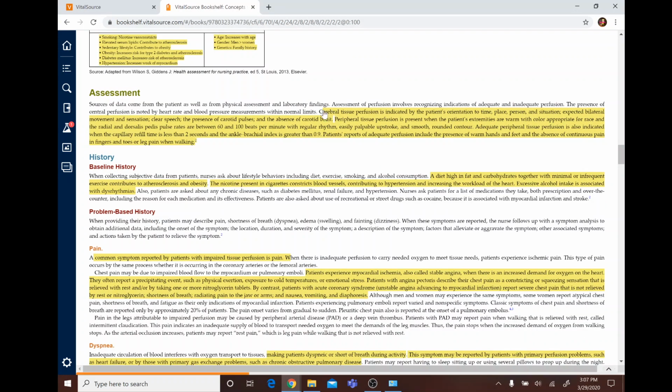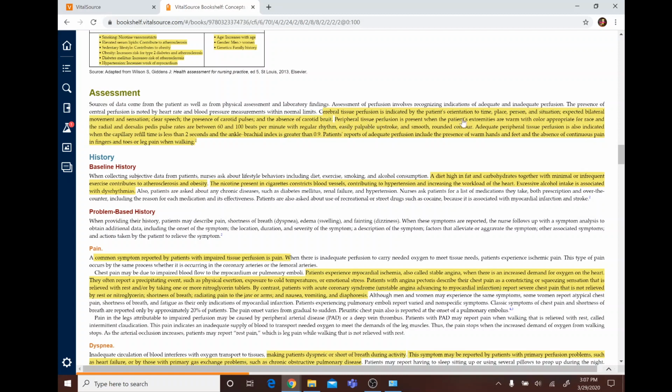So we talked about this earlier, but some ways to see that cerebral tissue perfusion is indicated, we look at the patient's orientation to time, person, place, and situation. They can move and have sensations bilaterally. They have the carotid pulse, and they don't have a carotid bruit.